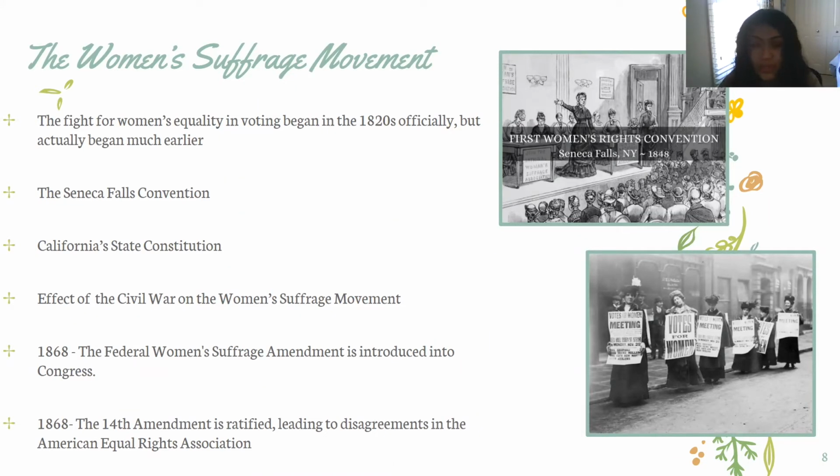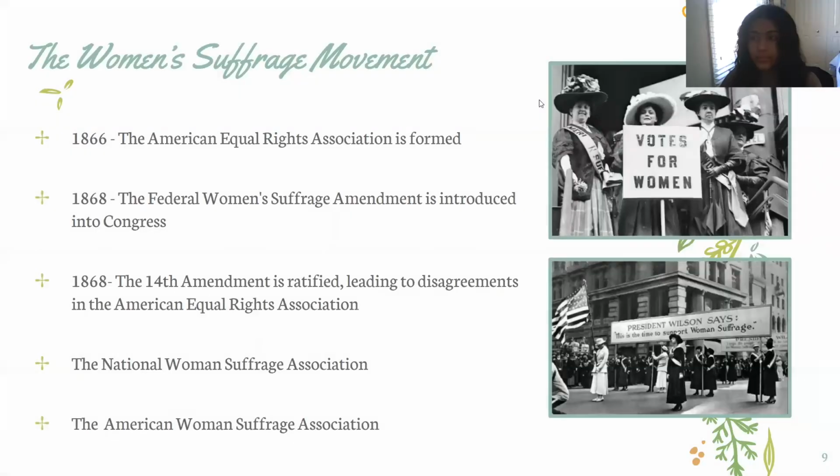In the 1850s and 60s, the movement was gaining some attention. However, the Civil War put the movement on halt as women began to put their efforts into the war. After the Civil War, Elizabeth Cady Stanton, Susan B. Anthony, Frederick Douglass, and many others came together to form the American Equal Rights Association in 1866. They formed the association with the goal of getting rights for all, regardless of race or gender.